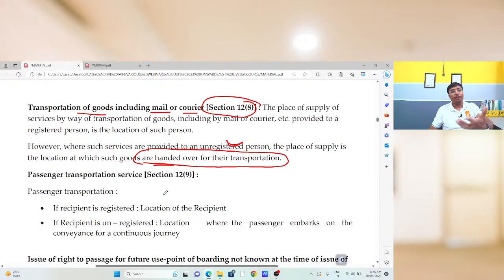Suppose a transporter is going to provide the services. I want to post my books to my participants. In that case, I need to take the services of the transporter. Suppose I am registered, I am the recipient of service and I am registered. In that case, my place will be treated as the place of supply. But suppose I was not registered under GST. In that case, the place where I hand over that particular parcel to the courier agent will be treated as the place of supply. That is the example of this situation.